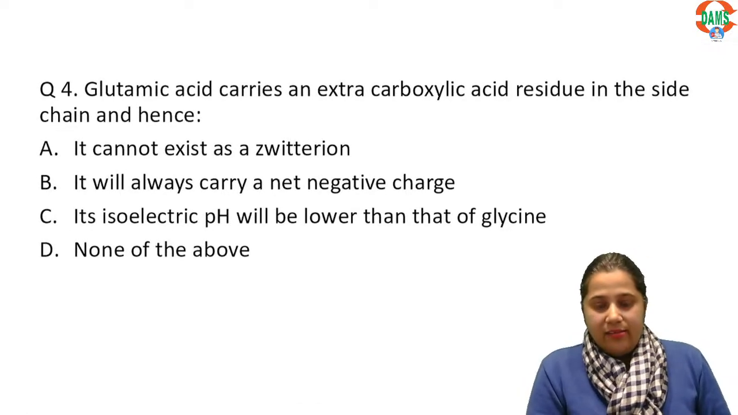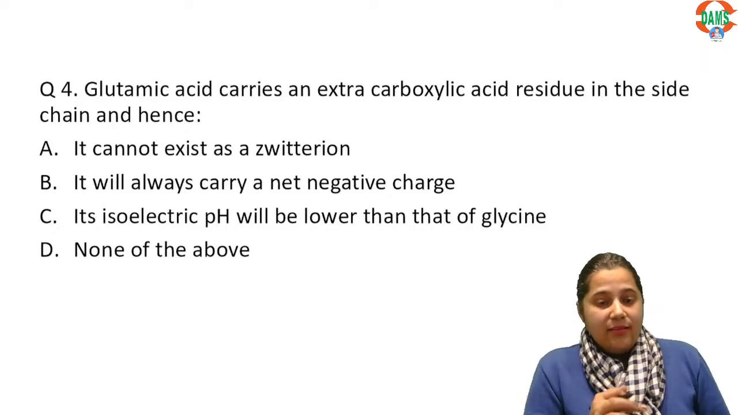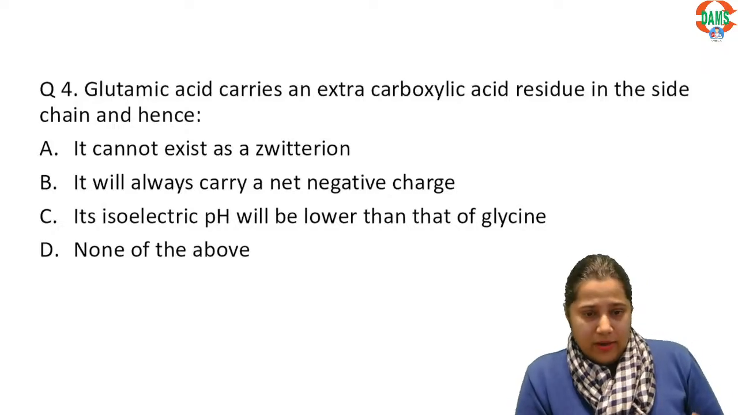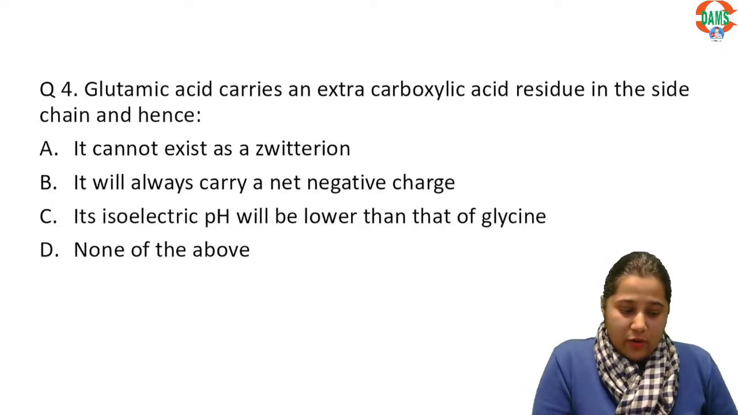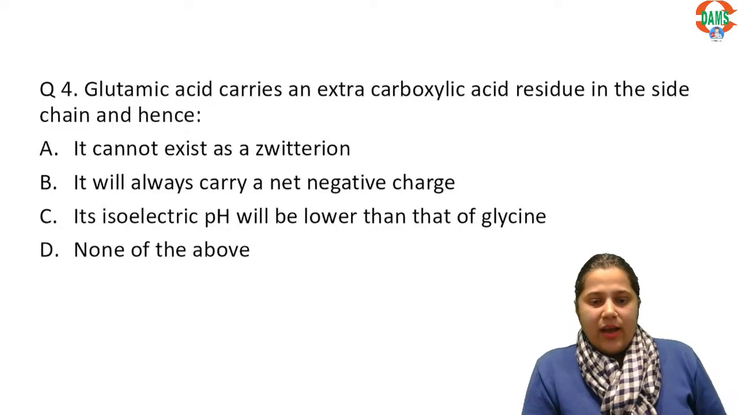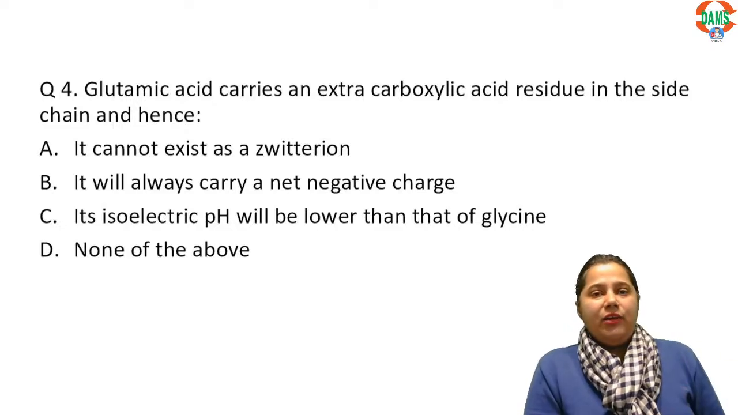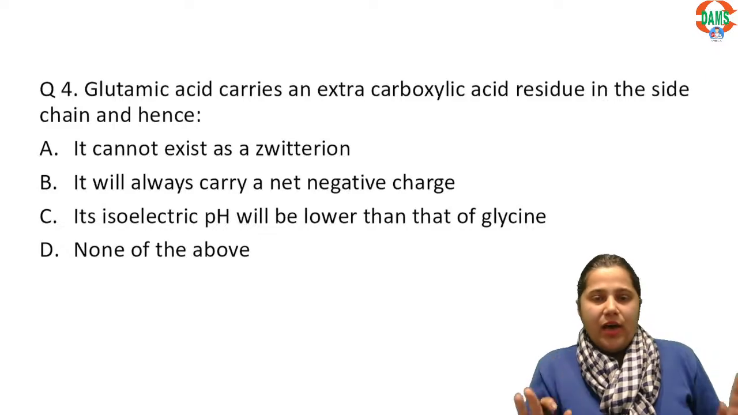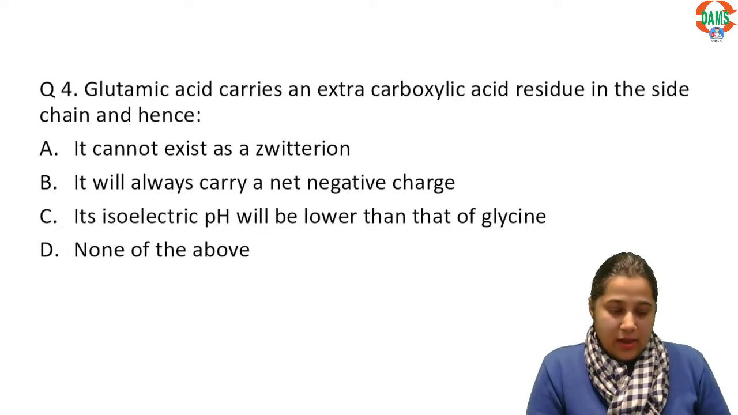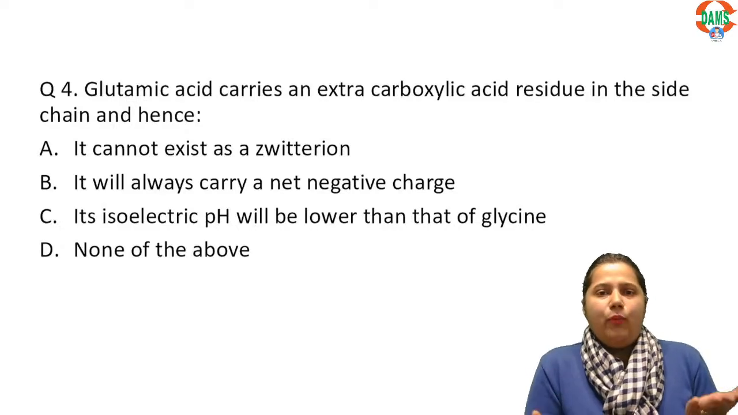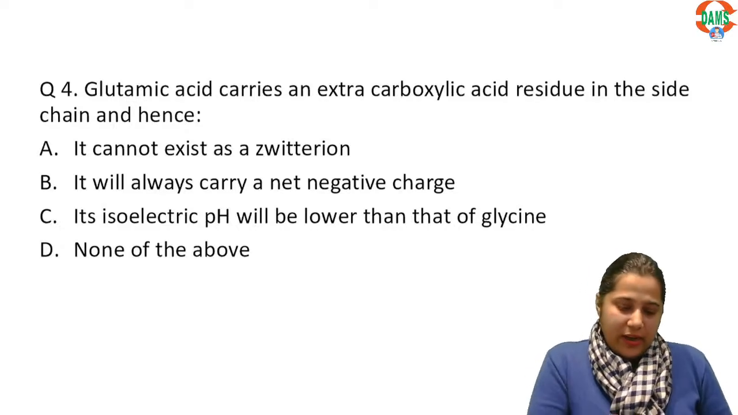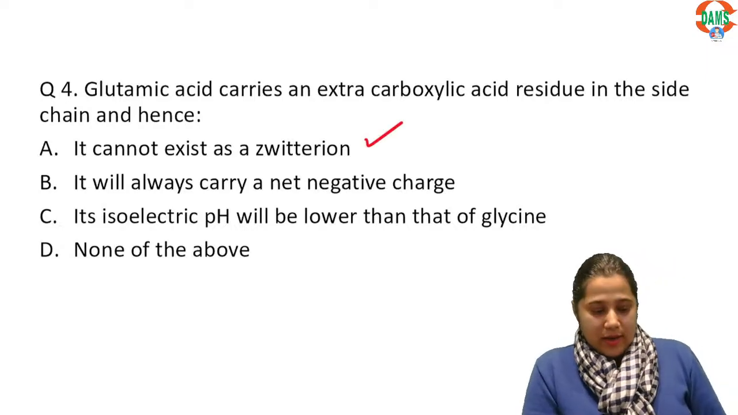Then question number 4. Glutamic acid carries an extra carboxylic acid residue in the side chain. Hence, what can we say about glutamic acid? Let's see one by one. It cannot exist as Zwitter ion. Now see, Zwitter ion means the amount of negative charges and the positive charges are equal on an amino acid. If it is having a positive and a negative charge, it will be equated somewhere. So it will exist as Zwitter ion.